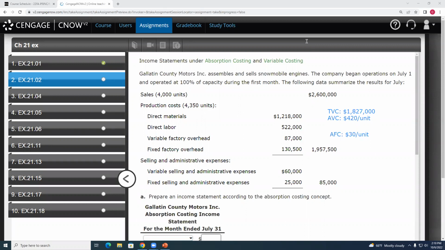How did you get that figure one more time? Which one? The average fixed cost? Yeah. I took the 130,500 of fixed factory overhead, and divided by the 4,350 units that we made. Oh, okay. Thank you.